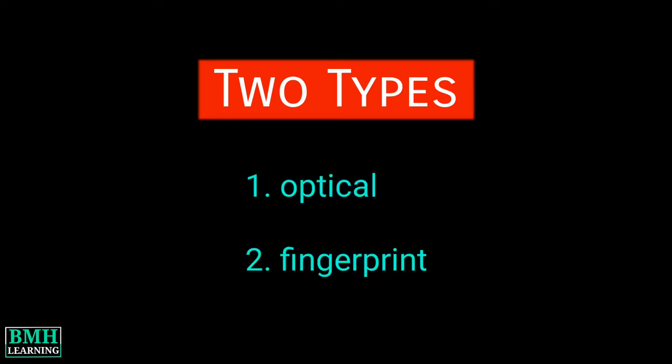There are two specific types of restriction mapping: optical and fingerprint. These types are discussed in separate videos.